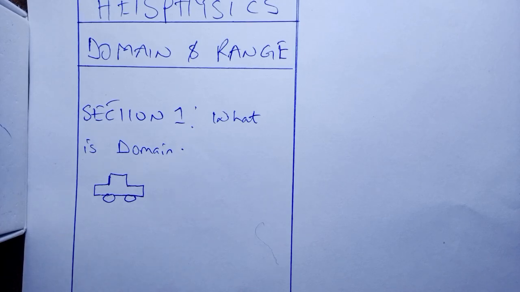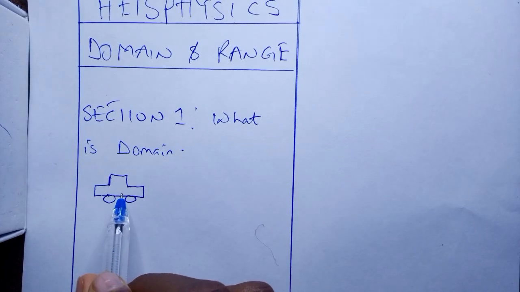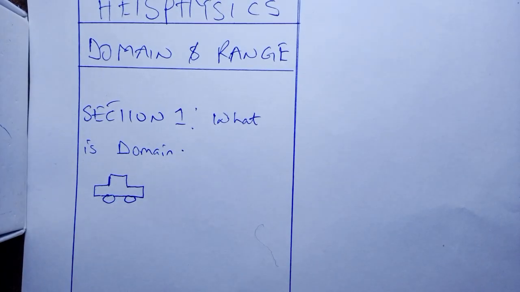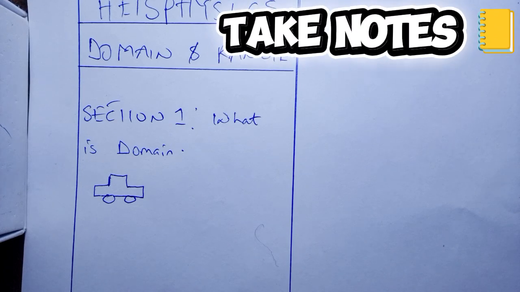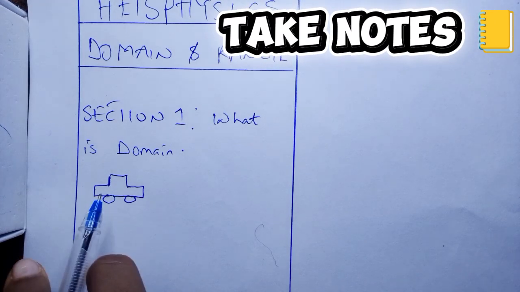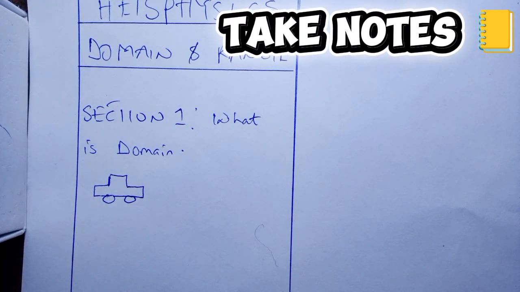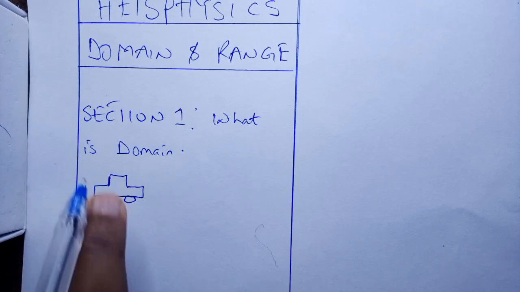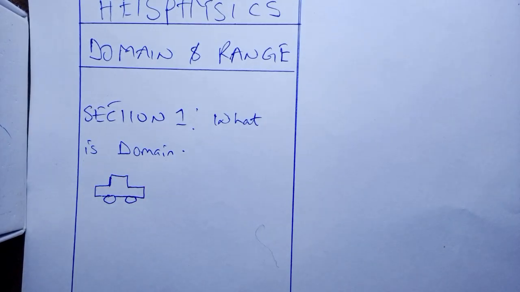The domain is simply all the possible input values that can go into the function. What does that mean? This car now, we say this car is our function. What our domain means is all the possible inputs. Maybe if this car has 4 seats, all the possible persons that can enter inside this car, that is our domain. Domain is simply the input.